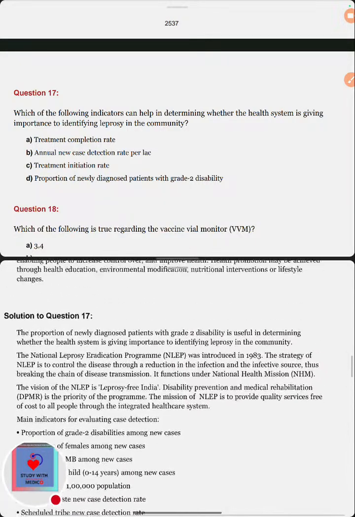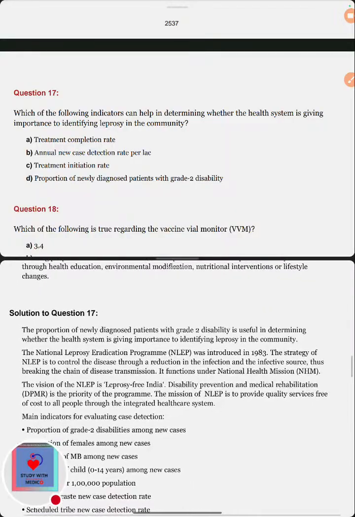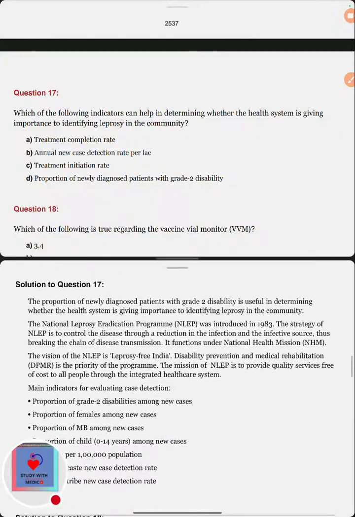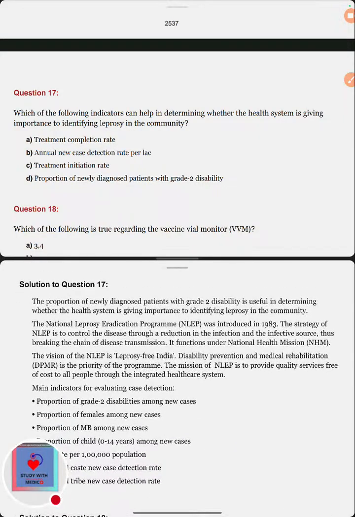The following can help in determining whether the healthcare system is giving importance to leprosy or not. First, in the community, the proportion of newly diagnosed patients with grade 2 disability is useful. So grade 2 disability, okay.